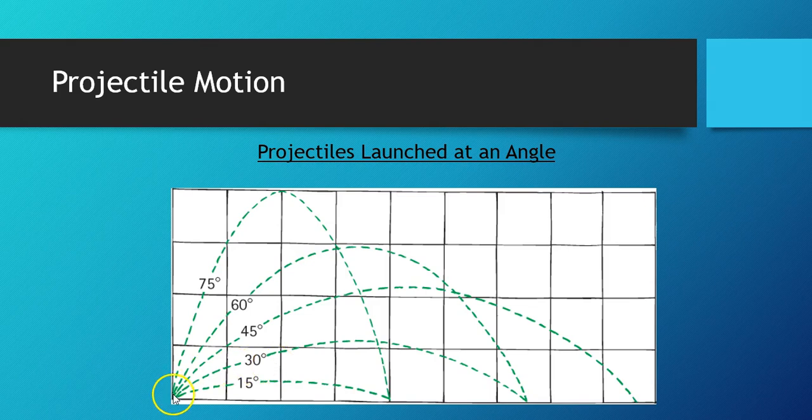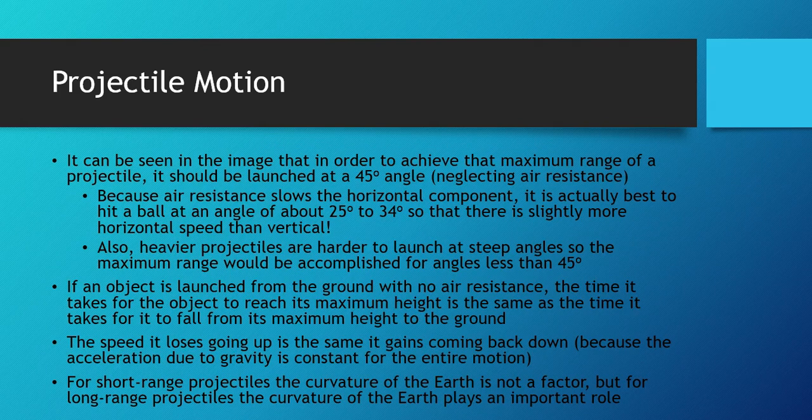What you'll also see is that if you want to fire a projectile for the longest range possible, then you want to launch that projectile at a 45-degree angle. Now, all of these paths are taking into account the fact that there is no air resistance. And obviously on the surface of the Earth there is air resistance, and that air resistance matters. So in order to get a projectile to go as far as we want it to go, with no air resistance, 45 degrees.